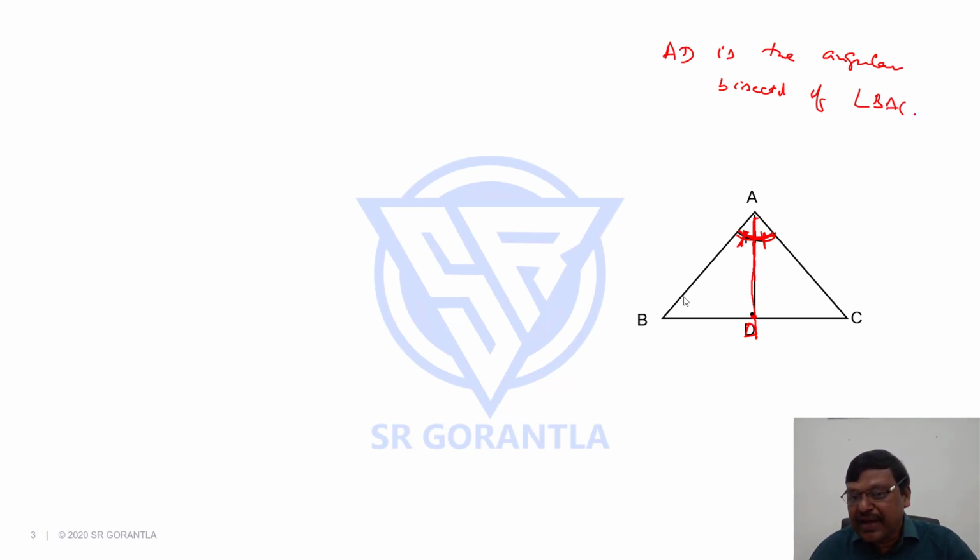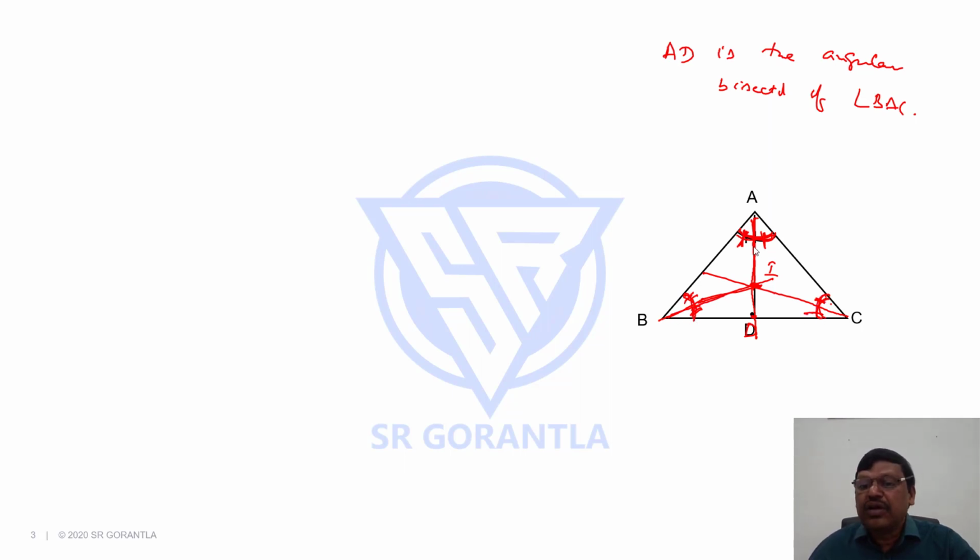Similarly, for angle B, if I draw a line which divides this angle into two equal parts, or take angle C, if you draw a line that divides the angle C into two equal parts, they all will meet at a point. That point is called the incenter. But regarding the incenter, we will discuss in detail in one of the following sessions. Here we'll concentrate on the properties of the angular bisector. So what is an angular bisector? An angular bisector is a line that divides the angle into two equal parts.